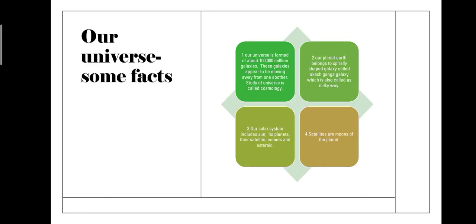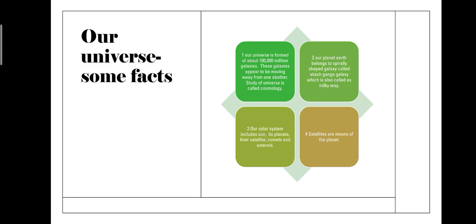Our universe. Some facts of our universe. Our universe is formed of about 100,000 million galaxies. A galaxy is a group of about 10,000 million stars. These galaxies appear to be moving away from one another. Sun is also a star, and the study of the universe is called cosmology. Our planet Earth belongs to a spirally shaped galaxy called Akashganga galaxy, which is also called the Milky Way.